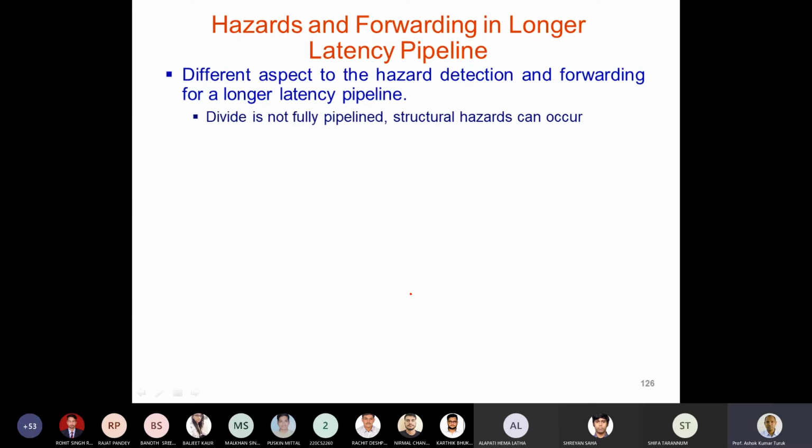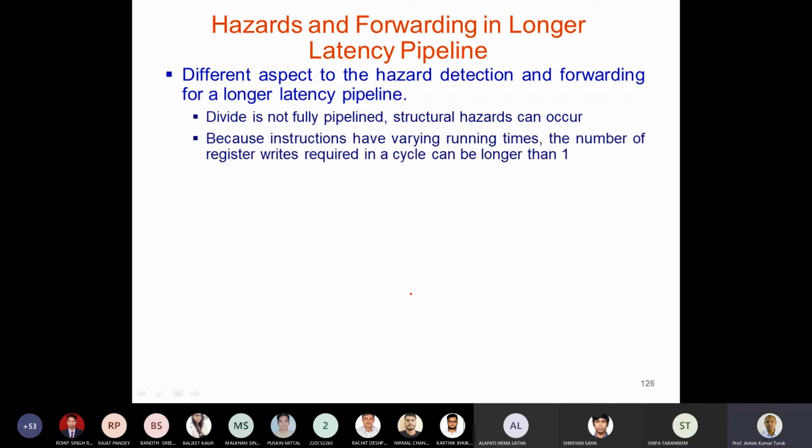Let's look at the first case. Our divide functional unit was not fully pipelined. Since the divide functional unit was not fully pipelined, a structural hazard can occur. So before issuing an instruction to the divide, it needs to be checked whether there will be any structural hazard. If a structural hazard will take place, then we need to stall issuing the instruction.